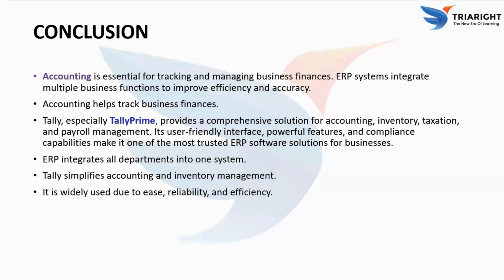Conclusion. Understanding accounting and ERP systems is essential for managing modern businesses efficiently. Let's summarize the key points. First, importance of accounting. It helps to track and manage business finances. It ensures businesses know what they earn, spend and own, which is crucial for decision making. Now, ERP systems, enterprise resource planning, integrate all business departments like finance, HR, manufacturing, inventory into one system. This integration improves efficiency, accuracy, and coordination across the company.